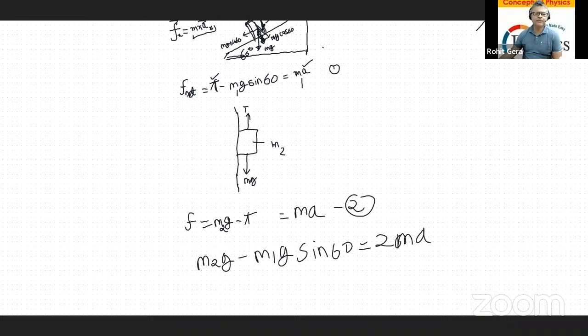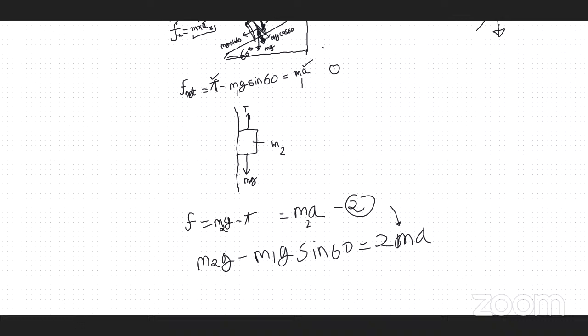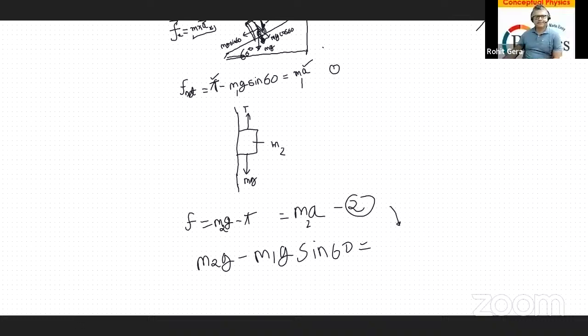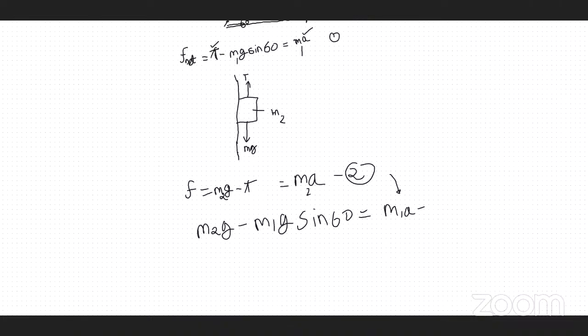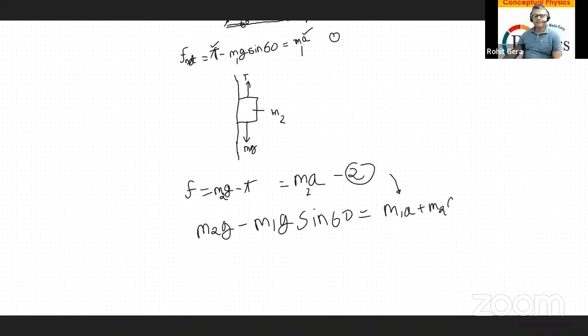Is it 2ma or the masses are different? (m1 plus m2)a. Correct. Let's be very careful on the subscripts because you're new. Once you get proficient, it's fine. Okay. Now put the values. Put the values now. So m2 was 5 kgs.